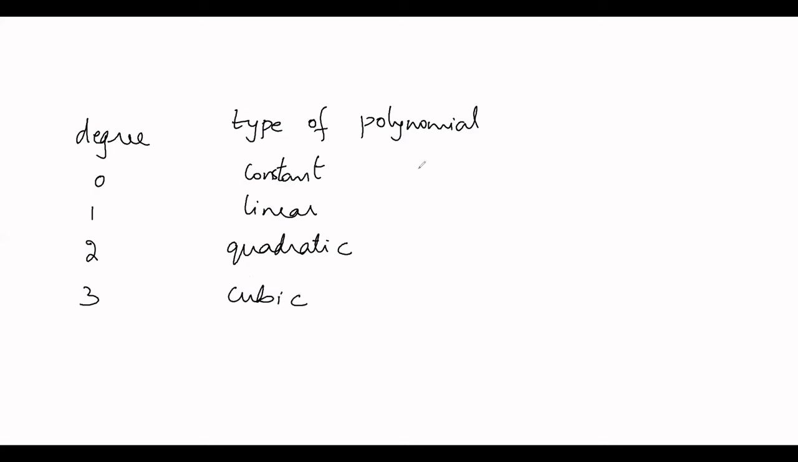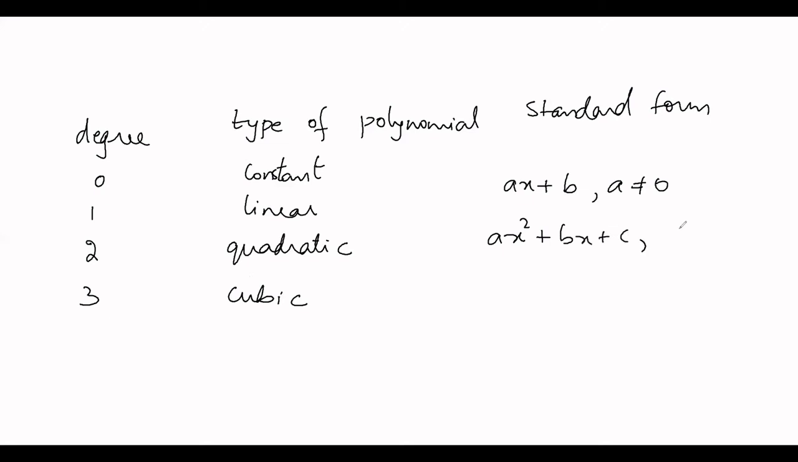Okay. So let us see the standard form for linear. It is ax plus b provided a is not equal to 0. Next is quadratic. The standard form is ax squared plus bx plus c provided a is not equal to 0. So in this case, a is the coefficient of x squared. In the previous linear polynomial, a was the coefficient of x.